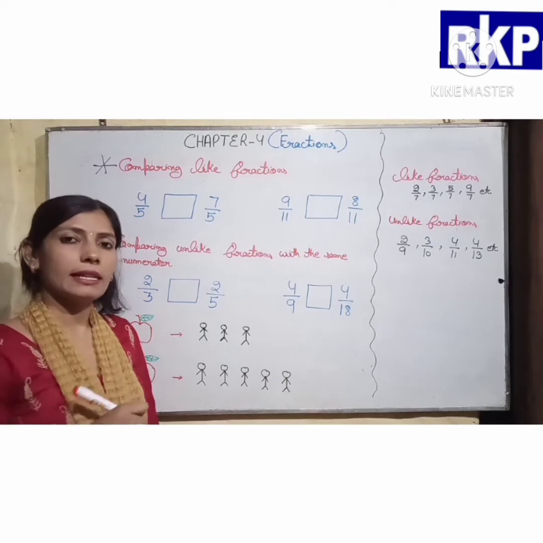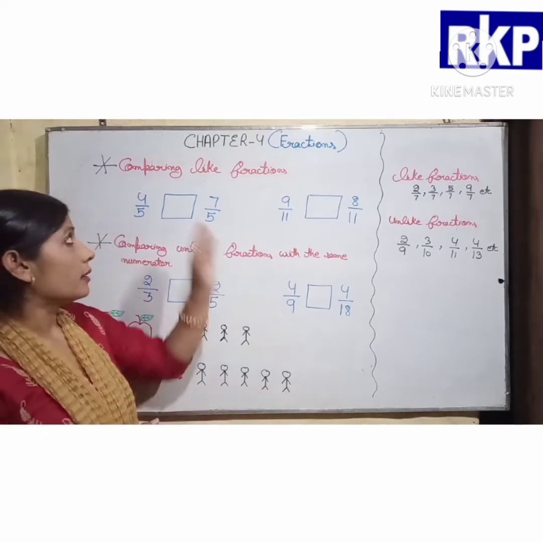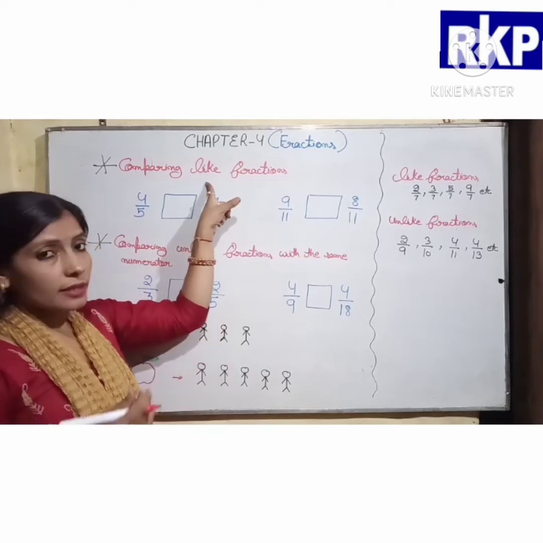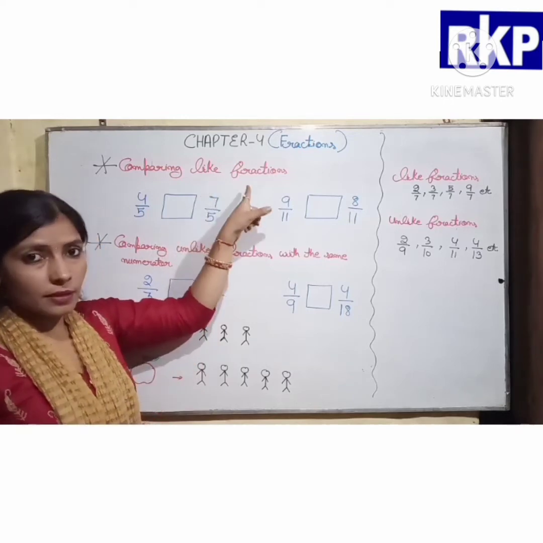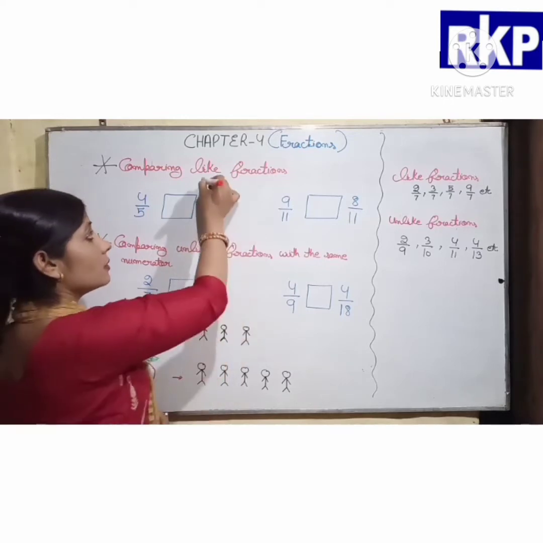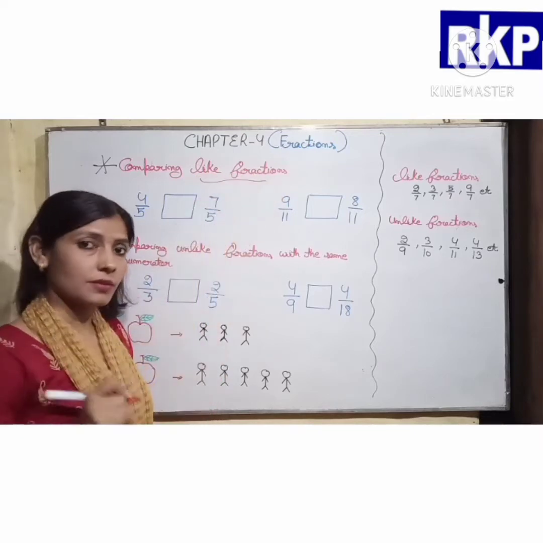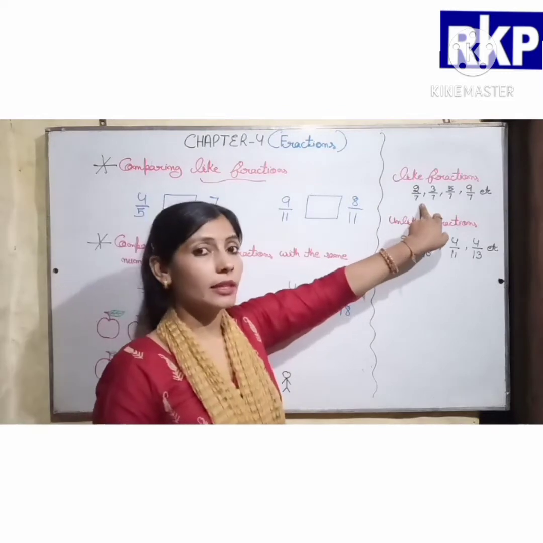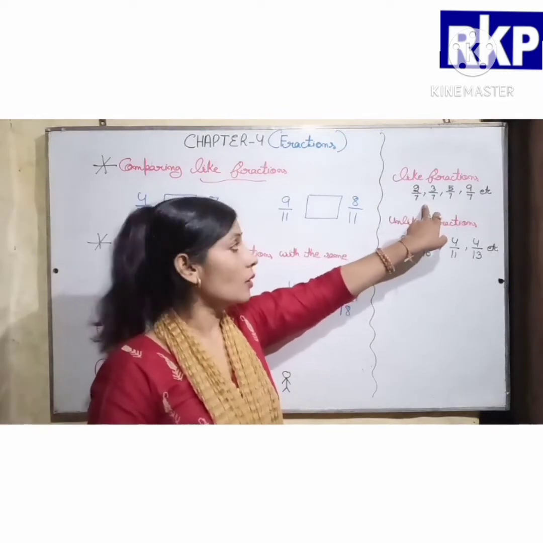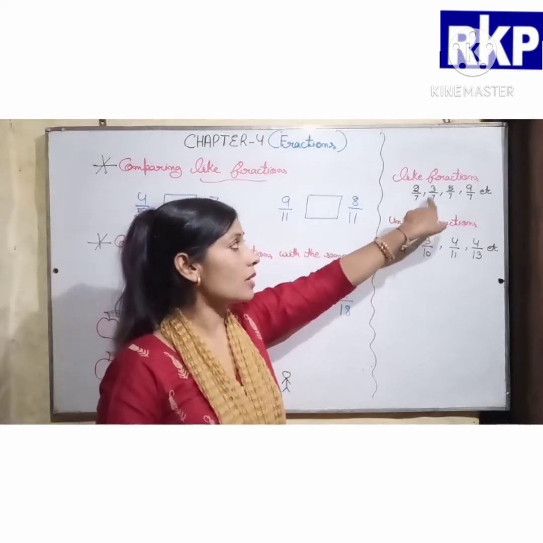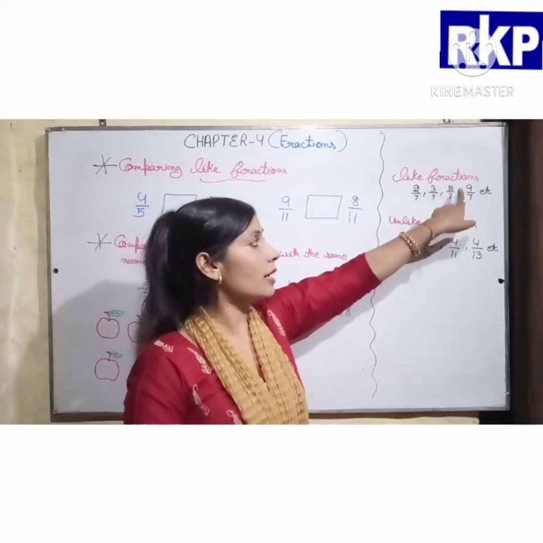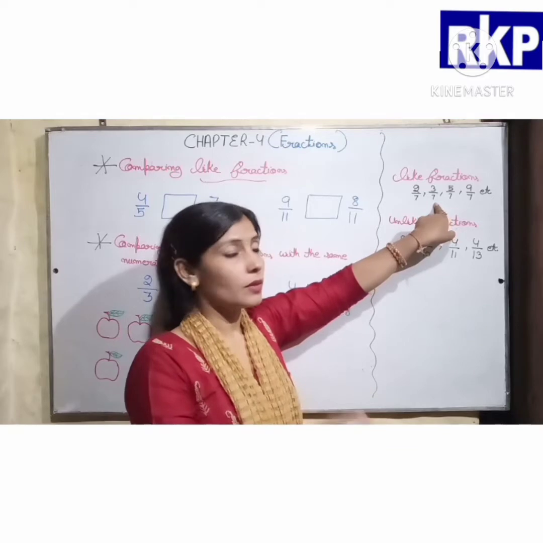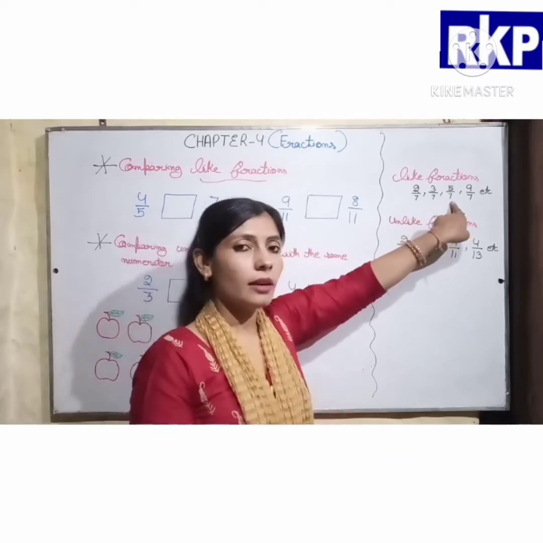Now students, let us revise our next topic, and that is comparing like fractions. Now beta, let us see how we can compare like fractions, and you know very well which are like fractions. Yes, fractions having the same denominators are called like fractions. Here you can see 2 by 7, 3 by 7, 5 by 7 and 9 by 7. These all have the same denominator.